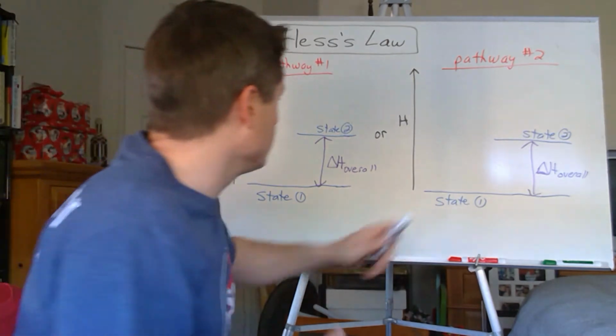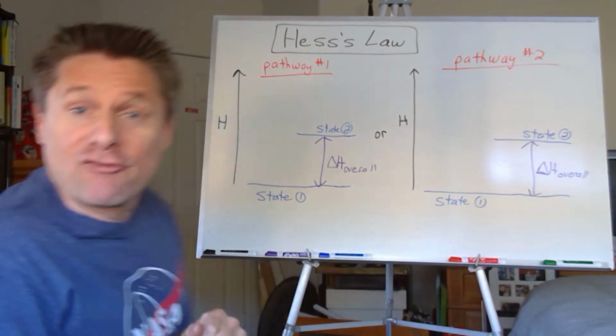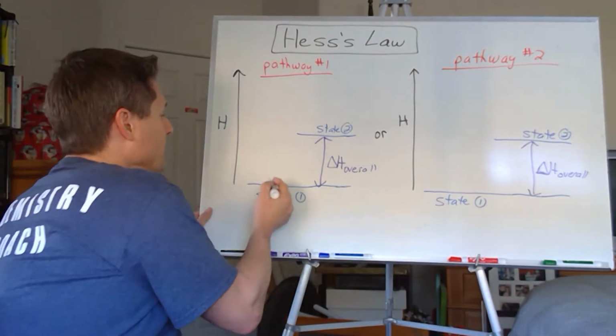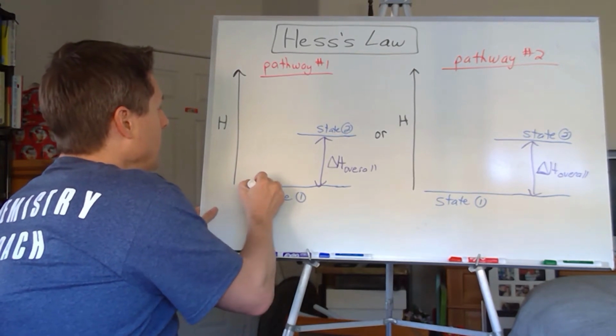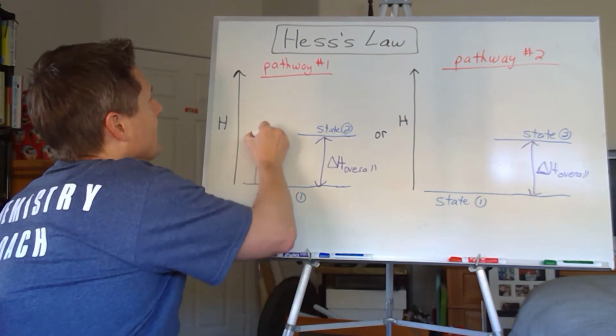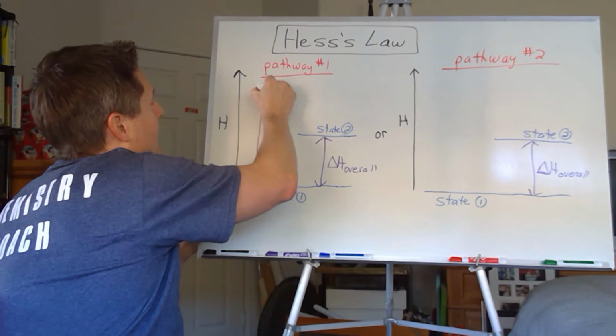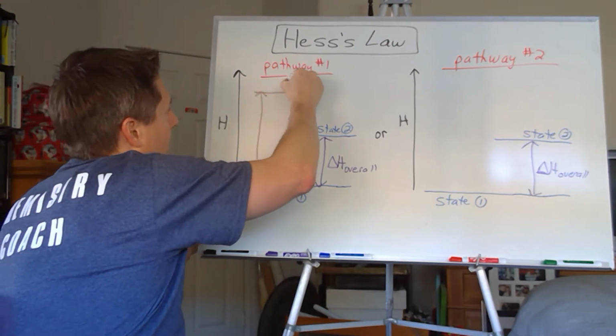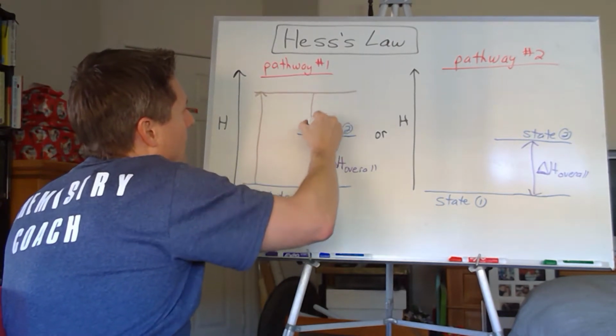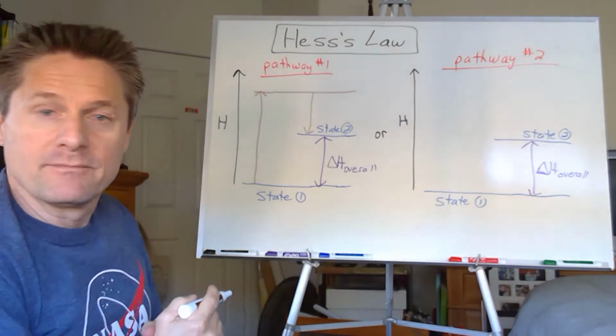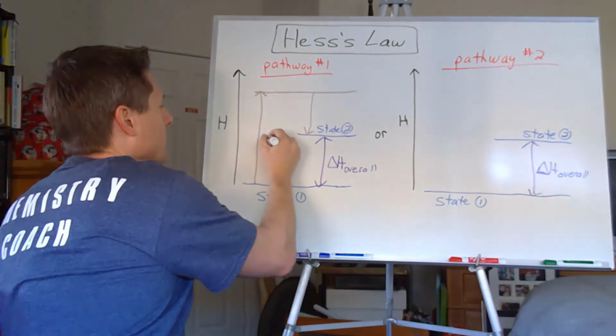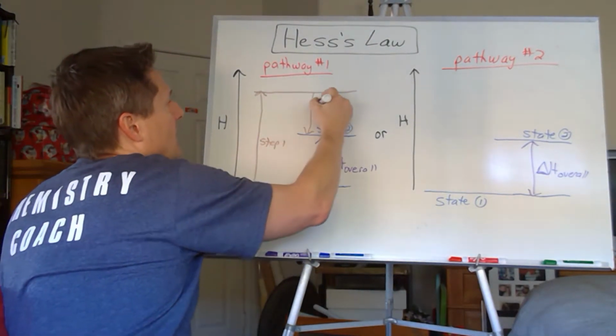So let's take a look here. Let's say in the first scenario, pathway number 1, we go from state 1 up to here, and then we go down to there. So let's call this step 1 and step 2.